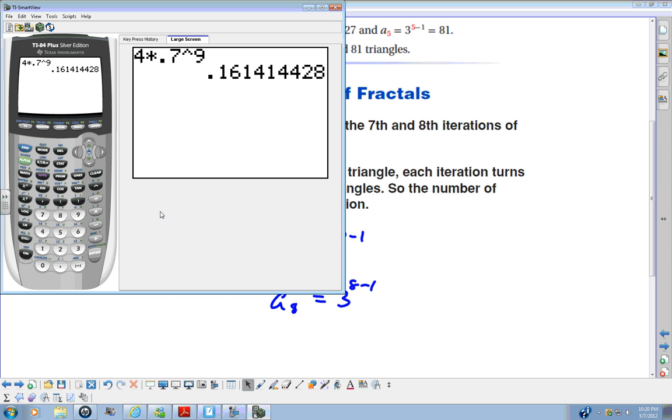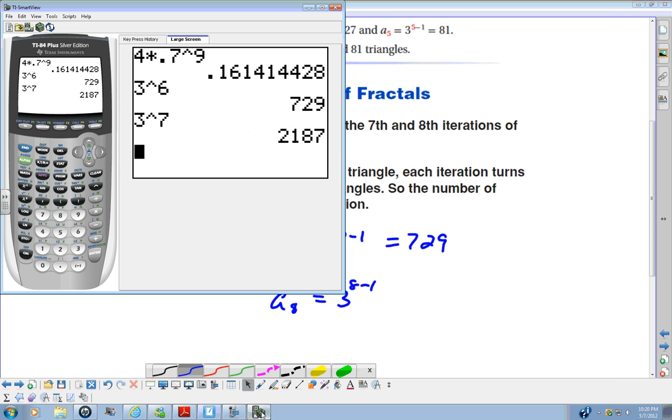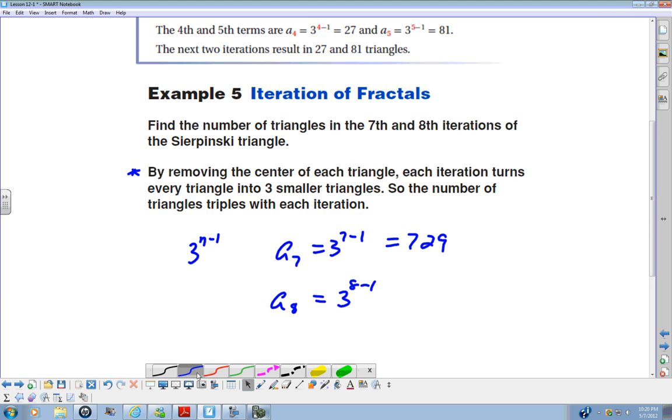So this would be 3 raised to the power of 6 and 3 raised to the power of 7 to find those values. So we have 729 and 2,981. Oops. Missed it here. And this one was, let's see, once again, 2,187. And that would be the example of iteration.